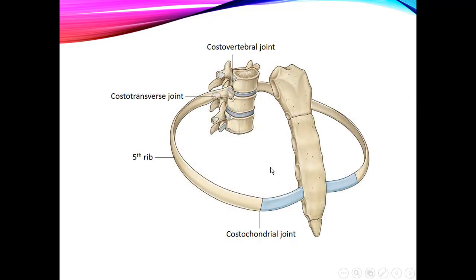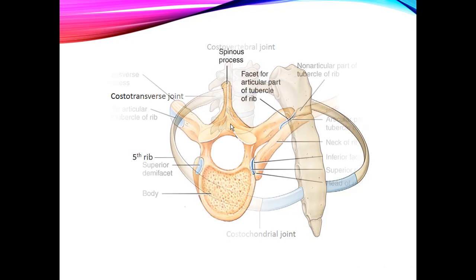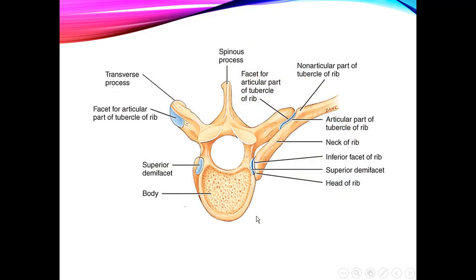Okay, as I said, the head of a typical rib articulates with two vertebrae, with the corresponding vertebra and a vertebra above. This joint, another view for this joint between the costal head and the vertebral body, is called costovertebral joint. Costovertebral joint. What about the costal tubercle?